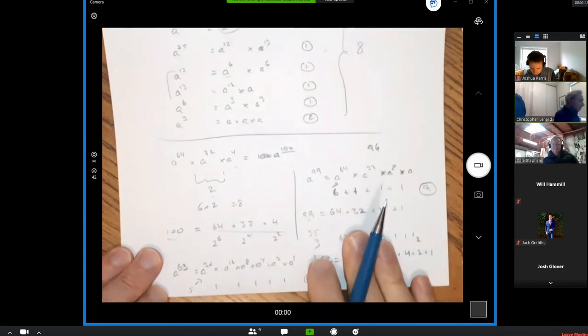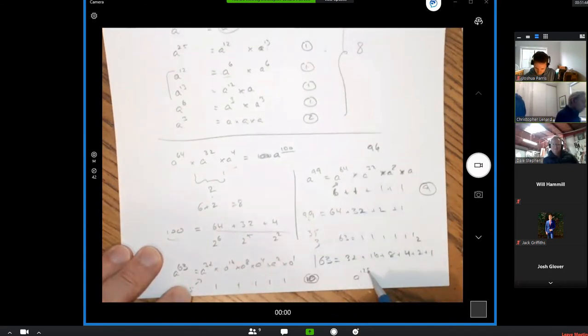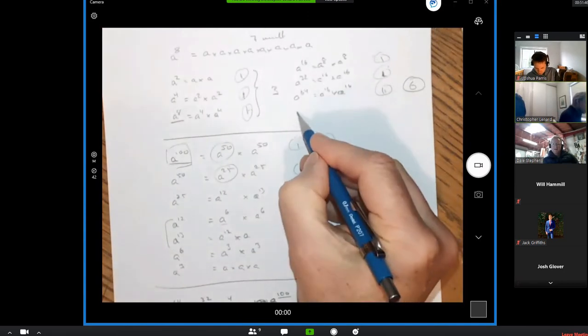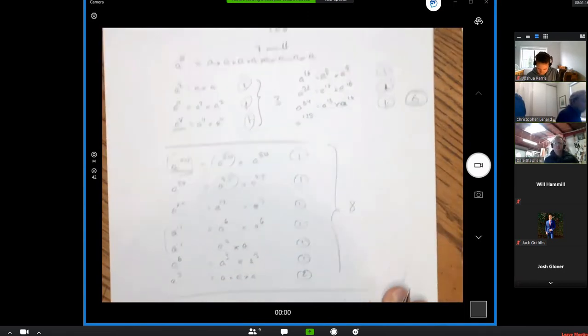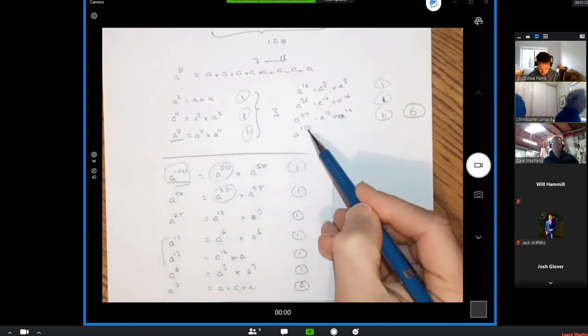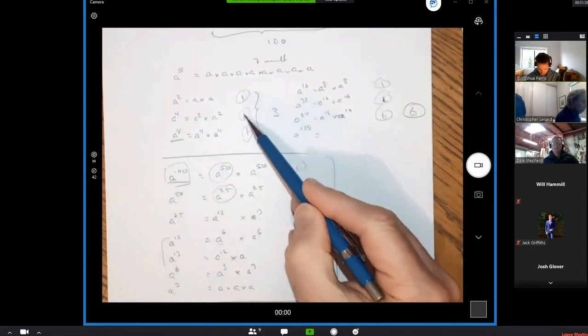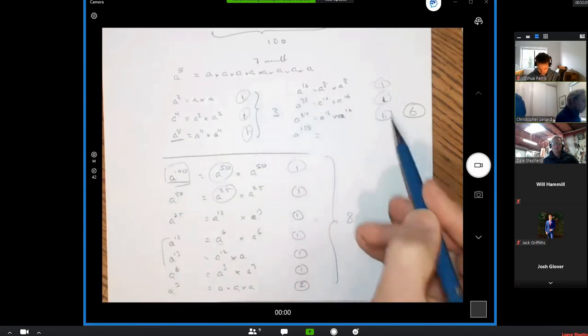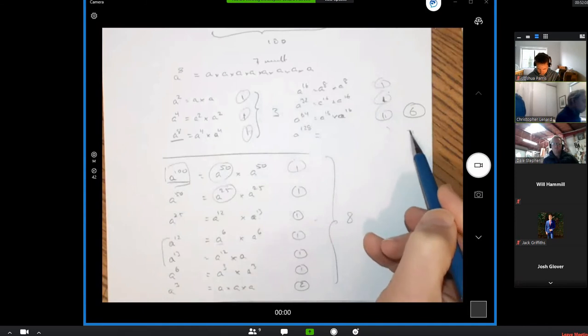But you can see that if I want to do a to the 128, I just simply go up here. It'll be quicker. Yeah, I'd square a to the 64. And the thing is that 128 is a power of 2. So I need 1, 2, 3, 4, 5, 6, 7. So I'd only need 7.